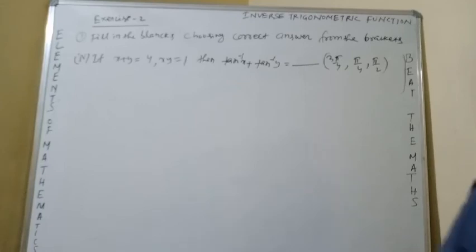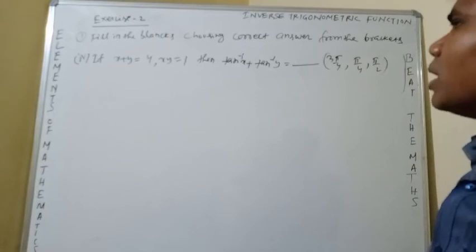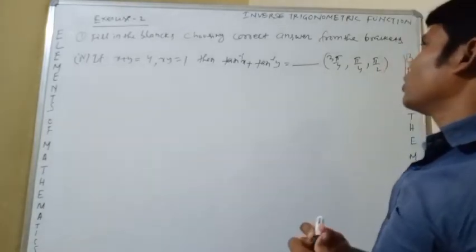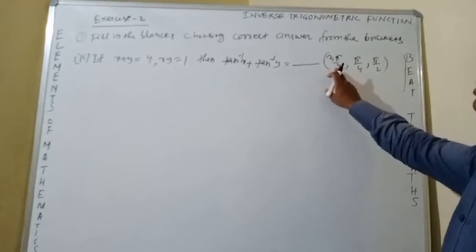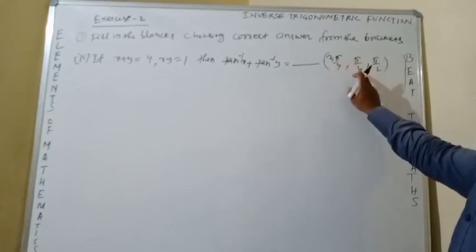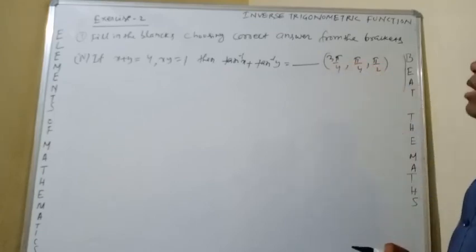You see the next problem. If x plus y is equal to 4, xy is equal to 1, then tan inverse x plus tan inverse y is equal to dash. Options given: 3 pi by 4, pi by 4, pi by 2.